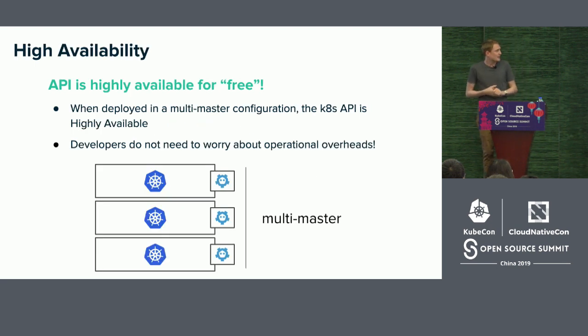Loosely related to the storage is this idea of high availability. So when deployed in a multi-master configuration, the K8s API is highly available. And again, that's highly available just for free, right? And this is, again, really enticing to me because it means I don't have to worry about the availability of my API. It's just highly available for free. And I then have more time to focus on writing my services and shipping the features that I care about.